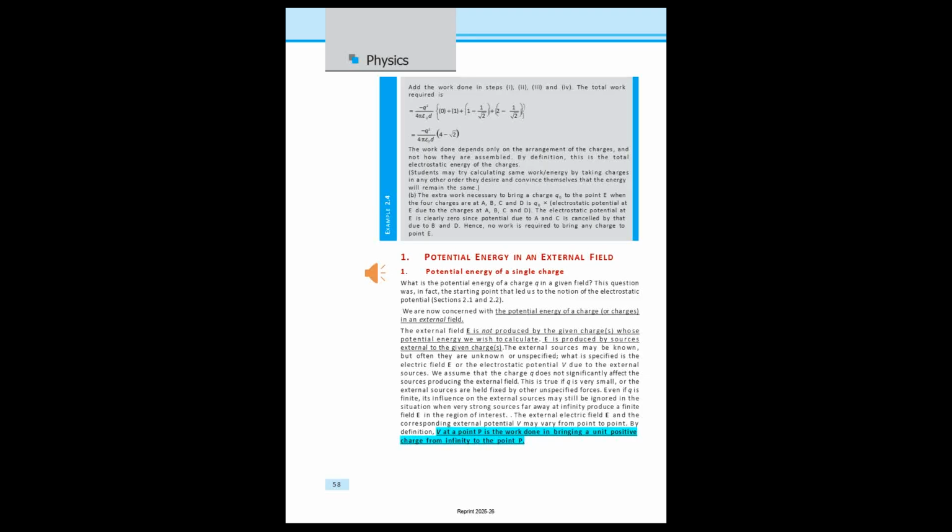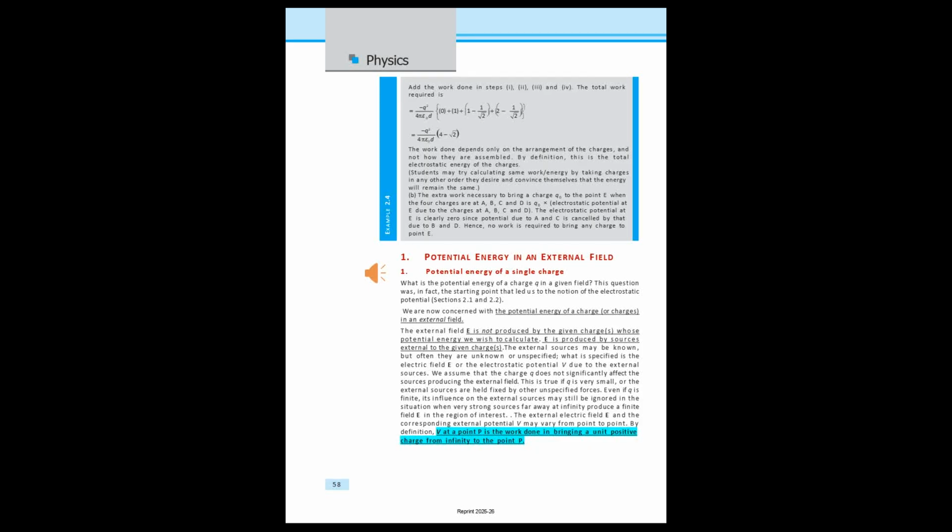This is true if Q is very small, or the external sources are held fixed by other unspecified forces. Even if Q is finite, its influence on the external sources may still be ignored in the situation when very strong sources far away at infinity produce a finite field E in the region of interest. The external electric field E and the corresponding external potential V may vary from point to point.